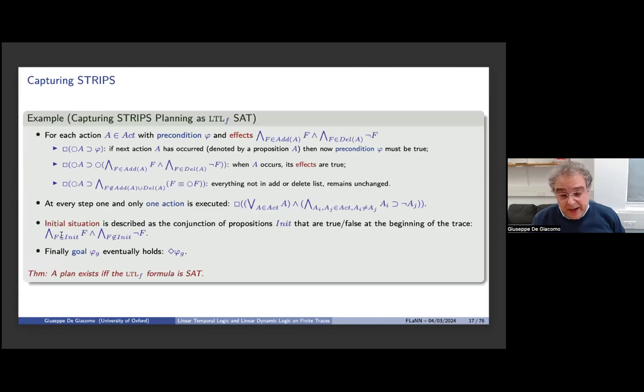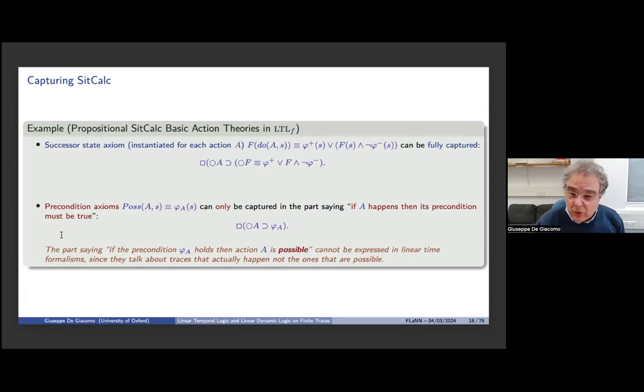It's also possible to express pretty sophisticated things in this logic. Here there is, for example, a coding of a STRIPS planning domain into LTLf and the reduction of plan existence to satisfiability of a certain formula in LTLf. I don't know how much you know about AI, but there is another very famous way of describing actions in AI called successor state axioms in situation calculus, and you can easily capture those in this logic.